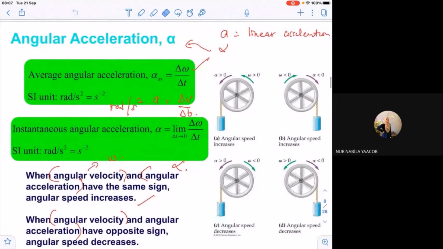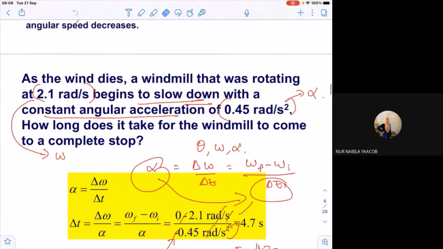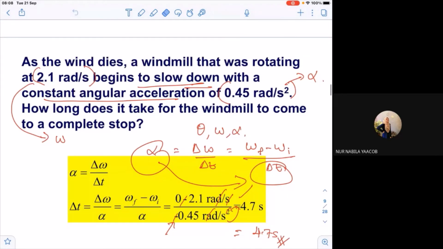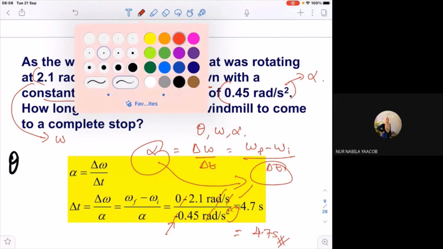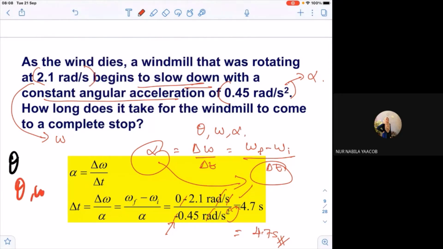Right, so this is angular acceleration. Same situation as in linear, where we have acceleration, just add the word angular. So the unit for angular acceleration is radian per second squared. And of course, when it involves one particular situation, it must involve theta, omega, or alpha.